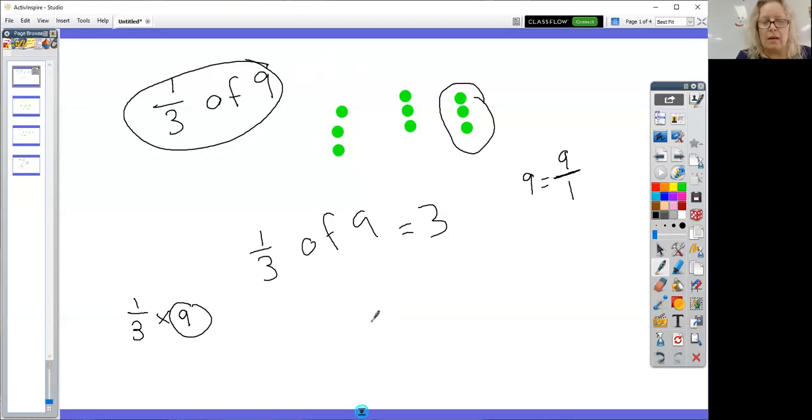So a third of 9 becomes, in your mind, if you like, or on your page, if you want to write it down, 1/3 times 9 over 1. Let's multiply the tops together. 1 times 9 is 9. 3 times 1 is 3. And 9 divided by 3 is 3, which is the answer we got before.